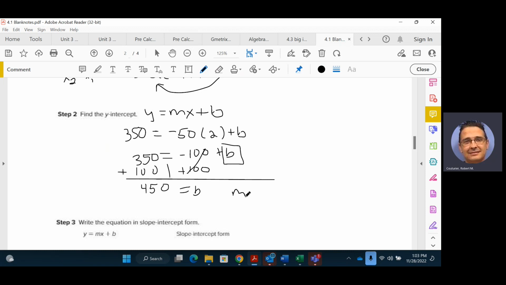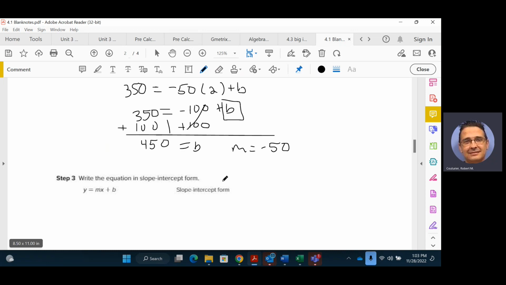Now I know my m was negative 50. My b is 450. I'm able to do the last step, which is now write it in slope-intercept form. Y equals negative 50x plus 450.